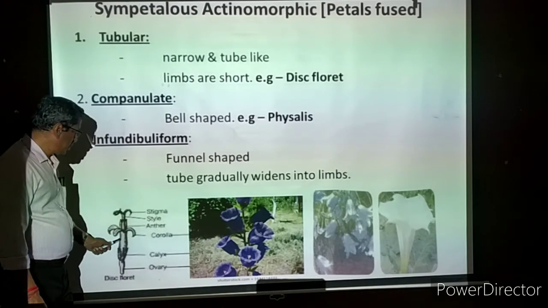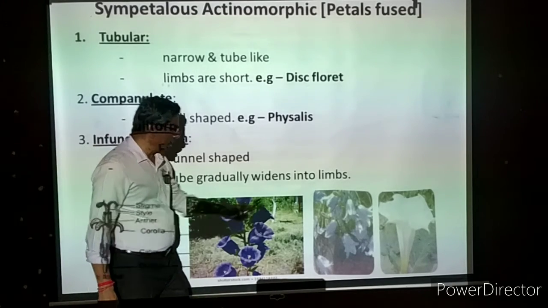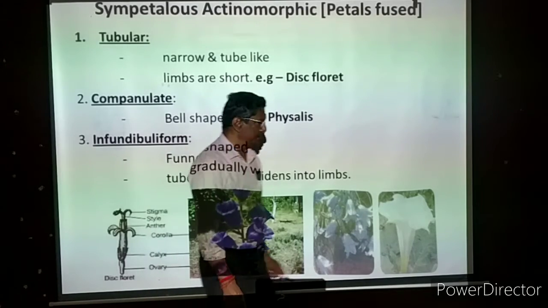Now three are done. This is the tubular corolla. This is the bell shaped corolla. This is the funnel shaped corolla.